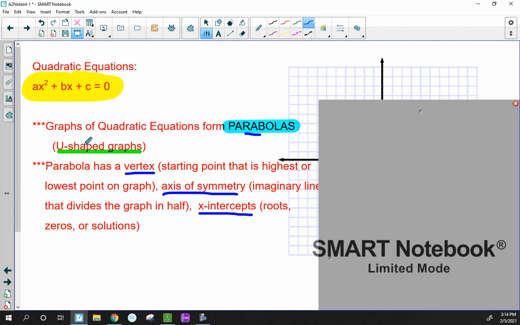These are U-shaped graphs. Sometimes the U's turn upward, and sometimes they actually flip upside down. It really depends on the coefficient, basically, of the x squared term. So, for example, when the a is positive, like a 2x squared, a 7x squared, then the parabola is going to open upward. When this number, the a, is negative, it's going to automatically flip the parabola upside down.